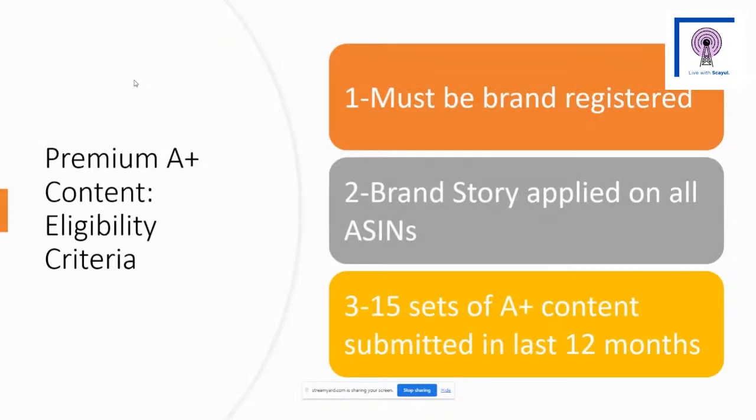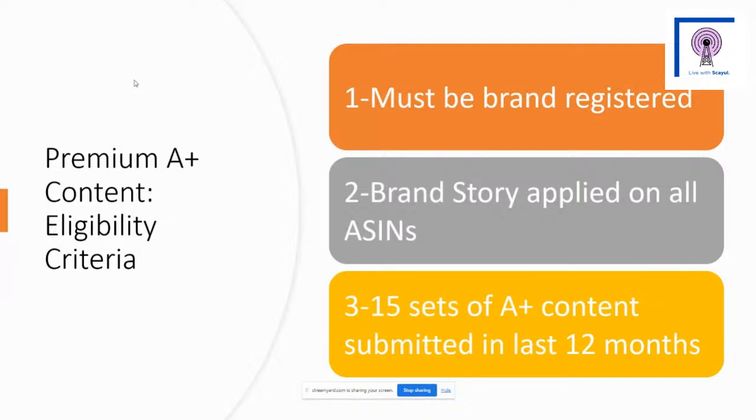So a lot of people will ask, how do I get premium A+ content? The main thing is you obviously have to be brand registered. You have to have brand story applied to all of your ASINs. And I'll show you in a moment what brand story looks like for anybody who might not be familiar with that. And again, the rules are changing, but these are still the rules that are showing on Amazon.